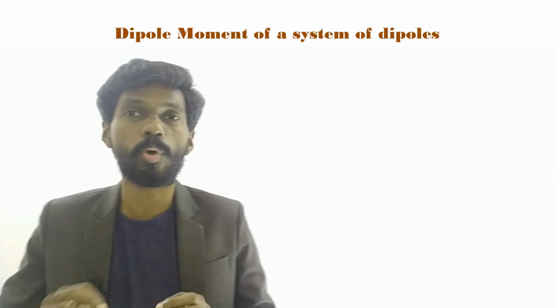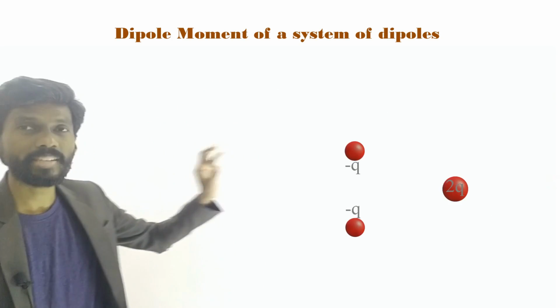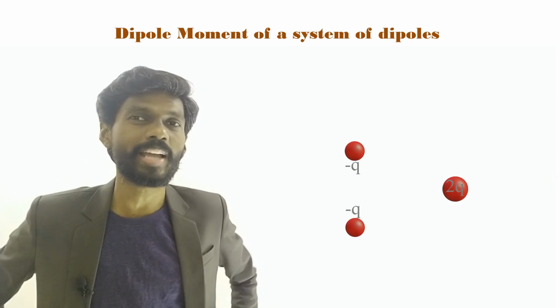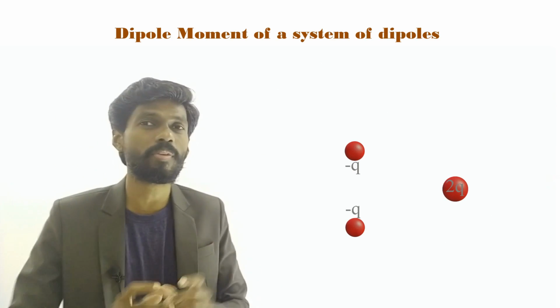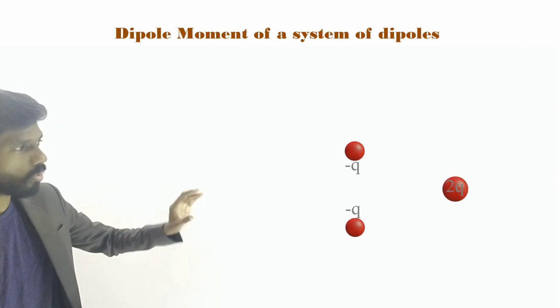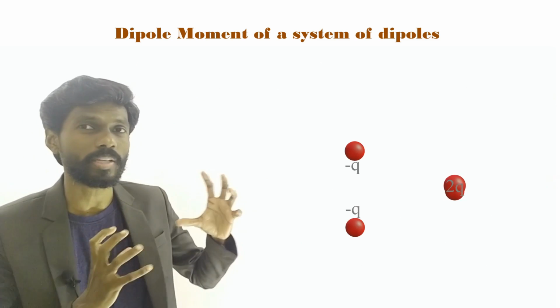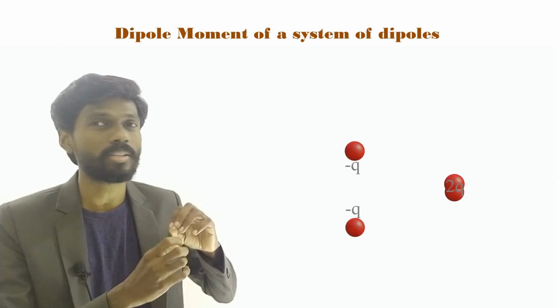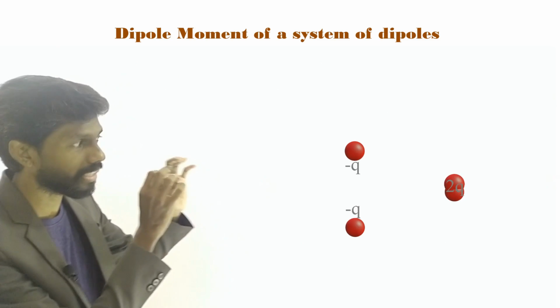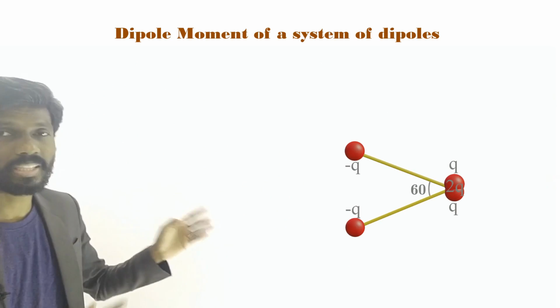Here we'll find the dipole moment due to a system of dipoles. So here we have charges minus q, and there is a charge 2q. But this doesn't look like a dipole, right? A dipole is a combination of a positive and a negative charge of equal magnitude. But we can split this charge 2q into two parts, one with charge q, the other with charge q. You can combine this charge q with one charge minus q, and the other charge q can be combined with this charge minus q.